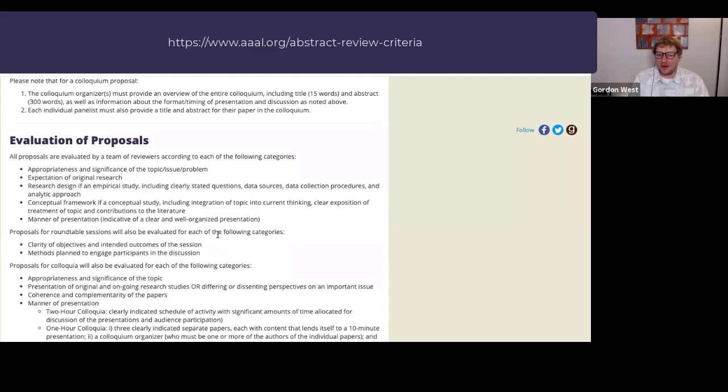The last thing that I wanted to ask you about is graduate student involvement in the review process itself. So should graduate students get involved in the review process by applying to be reviewers? And if so, what can they gain, and what should they do to prepare for the review process?